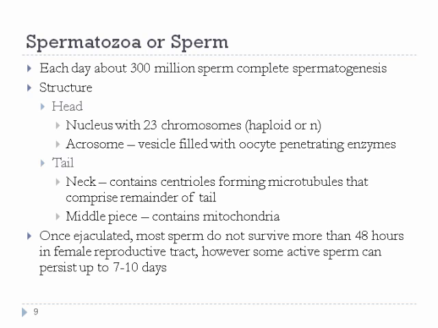Once ejaculated, most sperm do not survive more than 48 hours in the female reproductive tract. However, some active sperm can persist up to 7 to 10 days. And so this is one of the reasons that the rhythm method of contraception is not always accurate or effective, because if there are sperm in the female reproductive tract from a sexual encounter 10 days ago at the point of ovulation, then that egg could be fertilized.